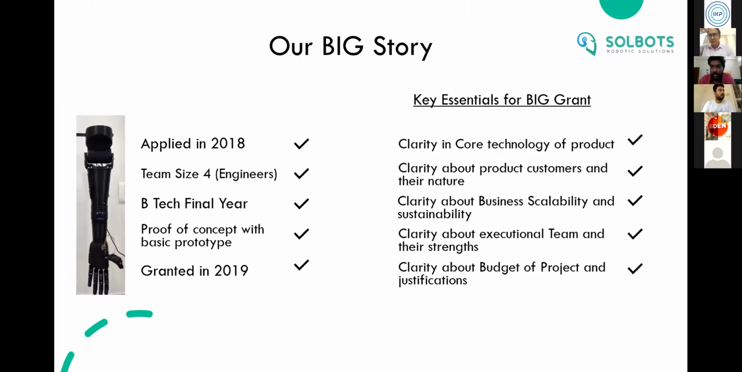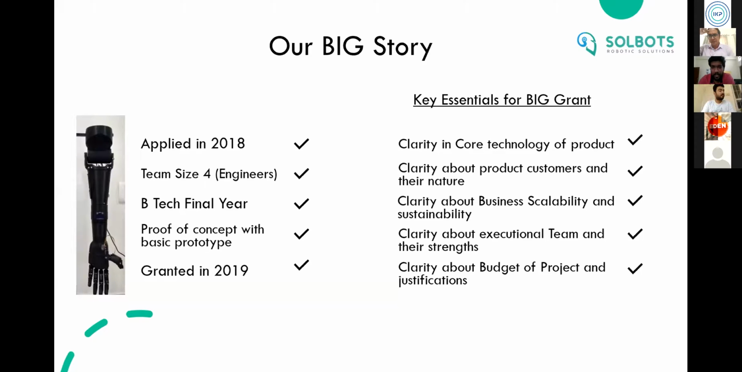and you need to be more sure about your product, I mean your customers who are actually going to be the end user of your product and their nature. So in our case, amputees are our customers, and different financial backgrounds of amputees is one of the essential things that we need to consider while presenting to the BIG team. And business scalability and sustainability is one big question that we encountered in the technical round.